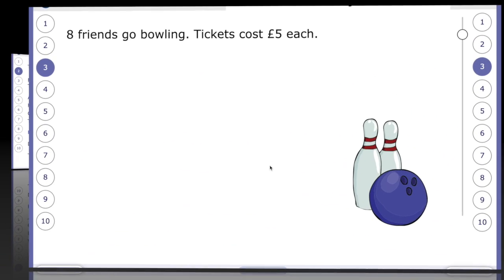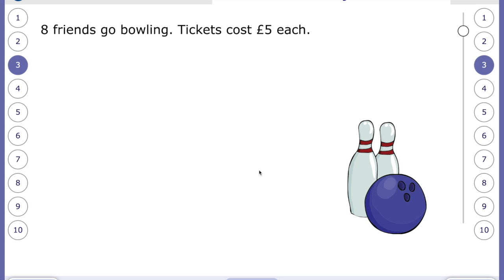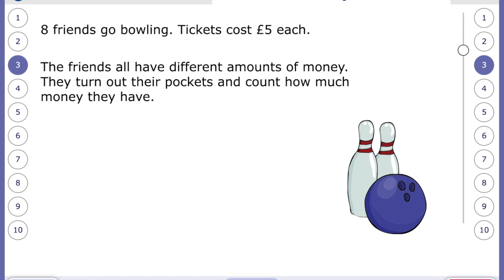I have another example where we can use the mean in maths and in a real life situation. So 8 friends go bowling and they find out when they get there that tickets are a fiver each. They cost £5. The friends all have different amounts of money. They turn out their pockets and count how much money they have. One has £5, one has £3, one has £7, one has £6. Someone has £1, someone has £8. Another person has £6, and the last person has £12.